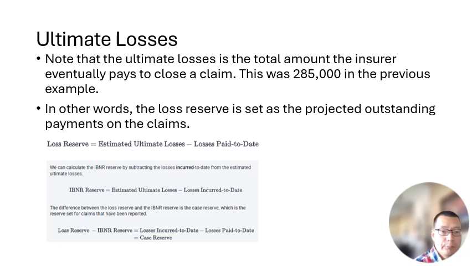We can calculate the IBNR reserve by subtracting the losses incurred to date from the estimated ultimate losses. So IBNR reserve is estimated ultimate losses minus losses incurred to date. The difference between the loss reserve and the IBNR reserve is the case reserve, which is the reserve set for claims that have been reported. So loss reserve minus IBNR reserve is equal to loss incurred to date minus loss paid to date, which is equal to case reserve.